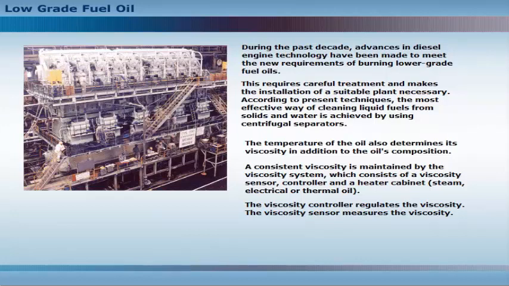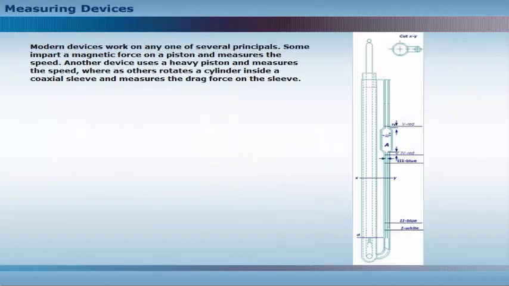A consistent viscosity is maintained by the viscosity system, which consists of a viscosity sensor, controller, and a heater cabinet. The viscosity controller regulates the viscosity. The viscosity sensor measures the viscosity. Modern devices work on any one of several principles. Some impart a magnetic force on a piston and measure the speed. Another device uses a heavy piston and measures the speed, whereas others rotate a cylinder inside a coaxial sleeve and measure the drag force on the sleeve.